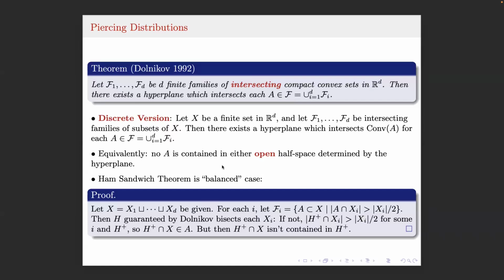So you have a hyperplane that's guaranteed by Dolnikov's theorem. And the claim is that this hyperplane actually bisects each of the X_i. The reason is, if it didn't, then there's going to be some half space and some color class such that the part of X_i lying in the open half space has more than half the points of X_i. But that means by definition that the intersection of that open half space and X, everything in X that's in the open half space, will be a member of F_i. Excuse me, it says member of A here, it should say member of F_i. But if it's a member of F_i, then it shouldn't be lying in either open half space. So then H plus intersected with X isn't a subset of H plus, and that's absurd. Sorry about that, this should be an F_i here.